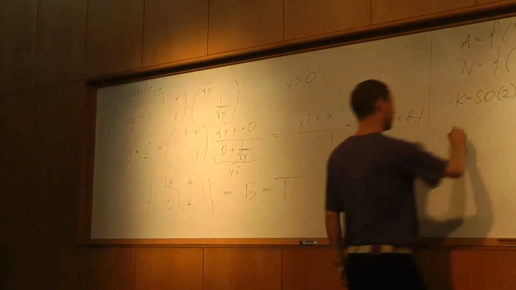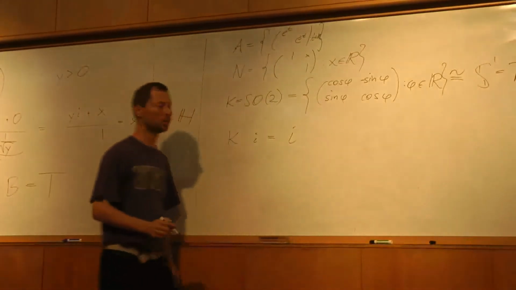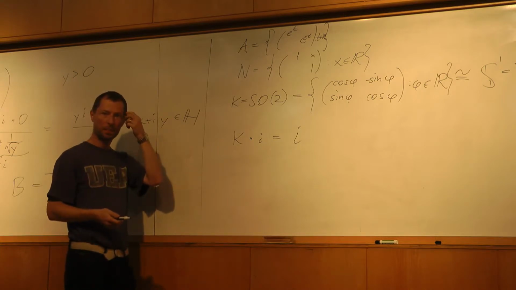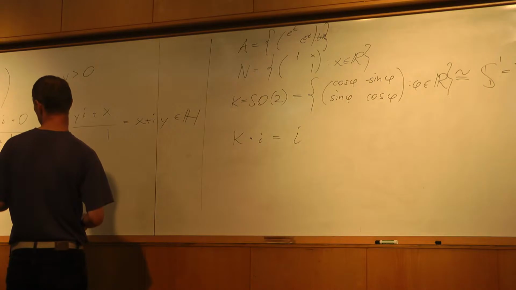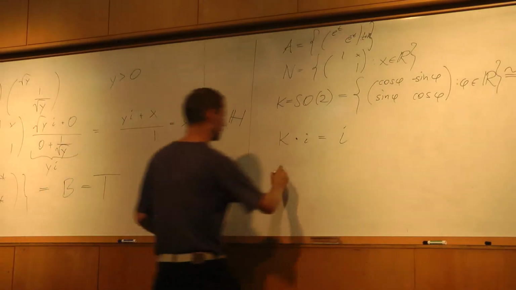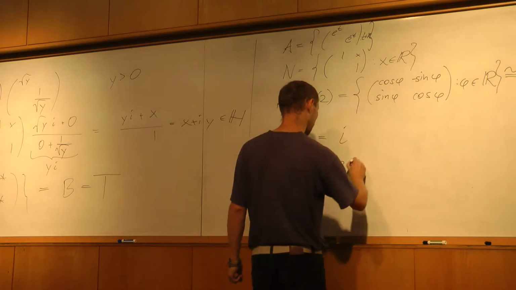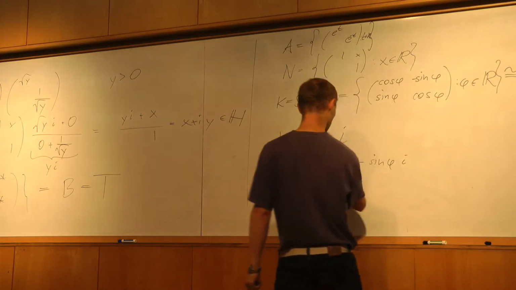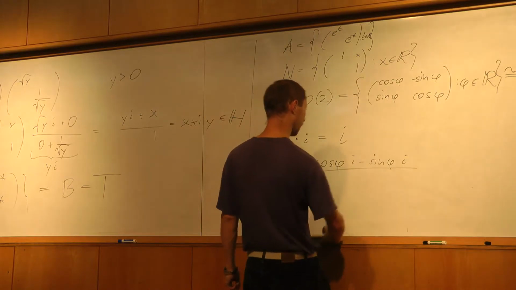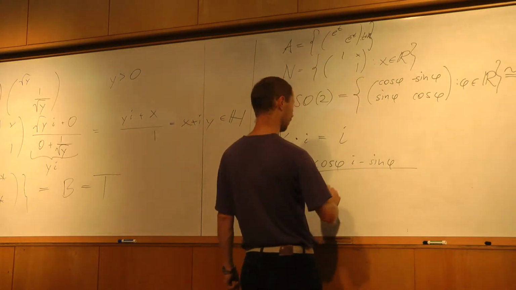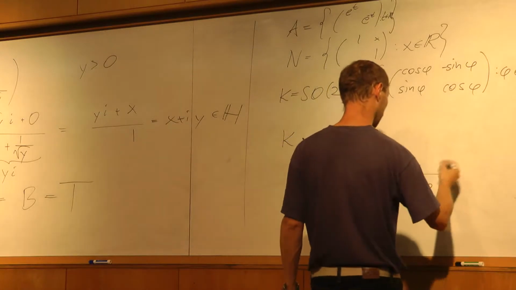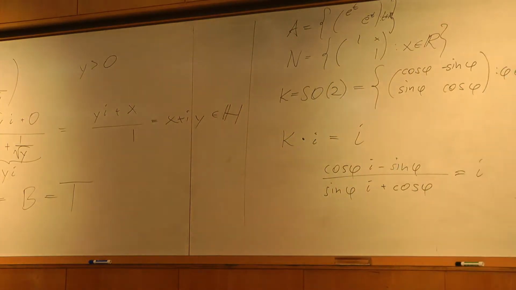How does K act on the origin? Well, it's simple. A short calculation tells you K completely doesn't do anything to I. Let's do the cosine phi I minus sine phi, divided by sine phi I plus cosine phi, and then you play with the sines and you get that it's I.